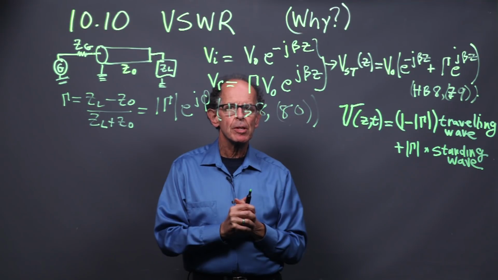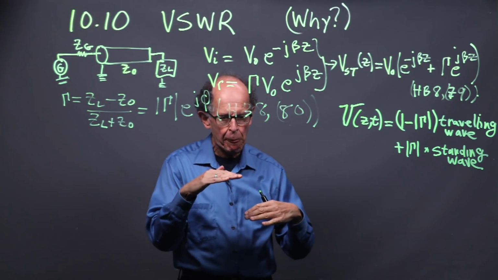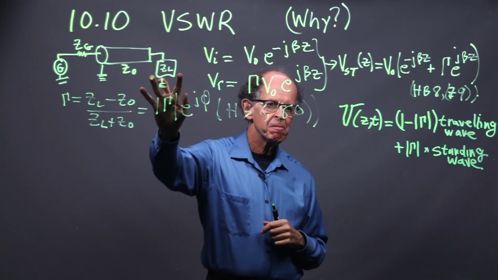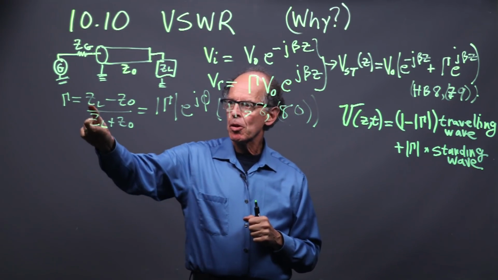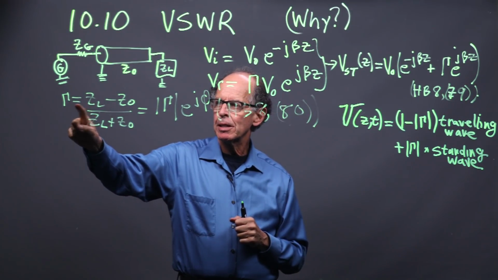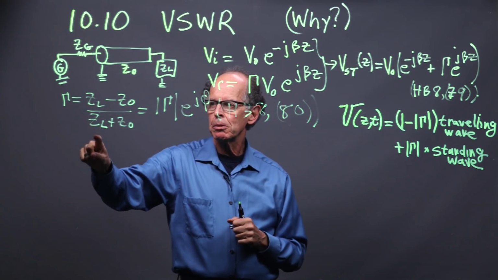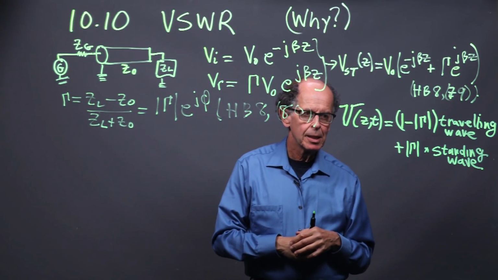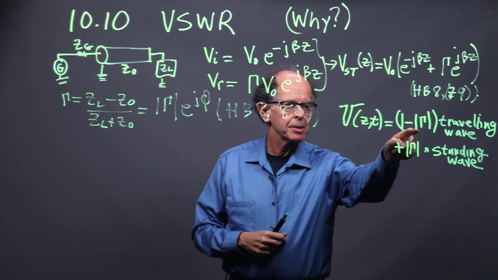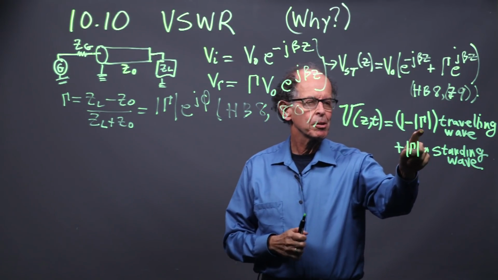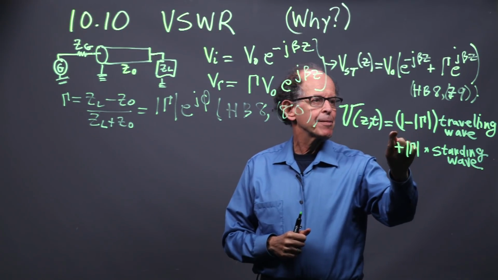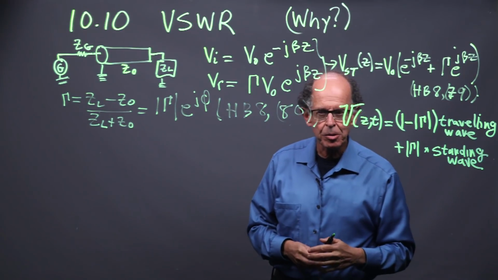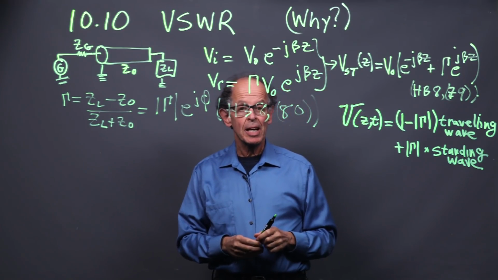What happens if you have a line that's open circuit? So ZL is infinity. So what happens there is gamma is equal to infinity over infinity, which is 1. So what happens to the traveling wave here? The magnitude of gamma is going to be 1. And this means that this term, the traveling wave, vanishes. So you just get a standing wave.